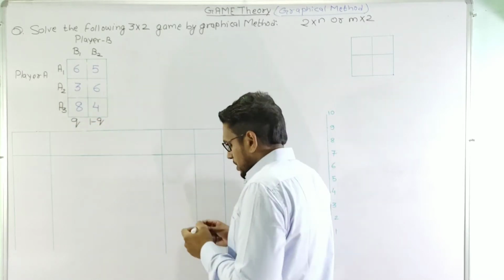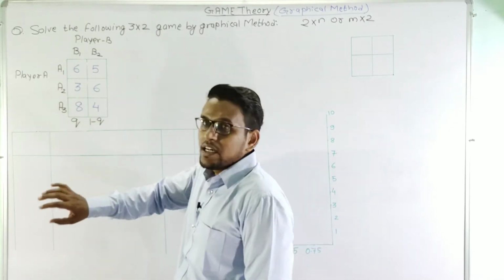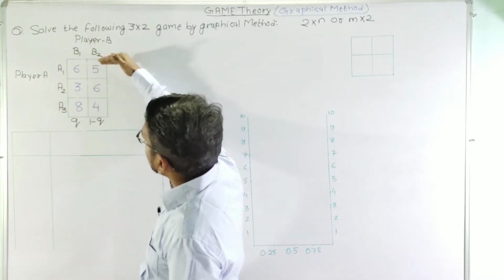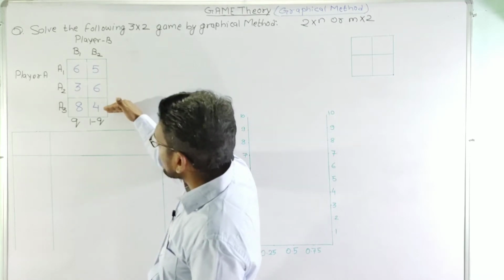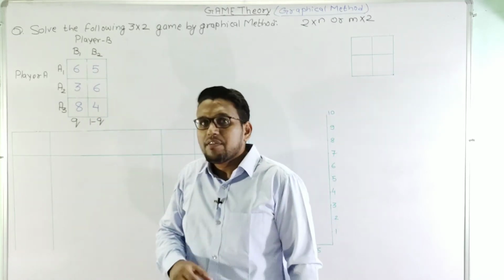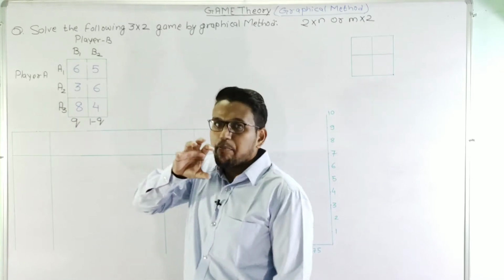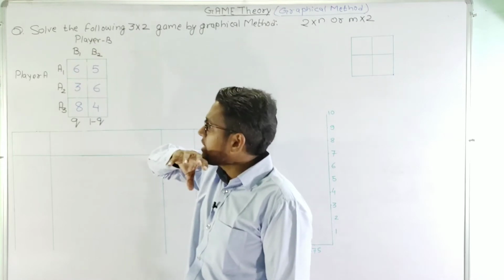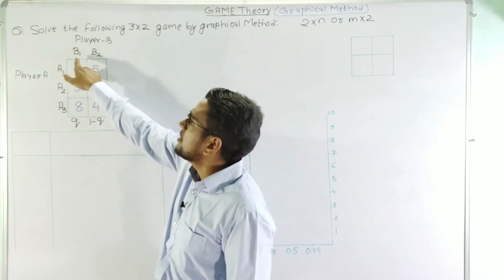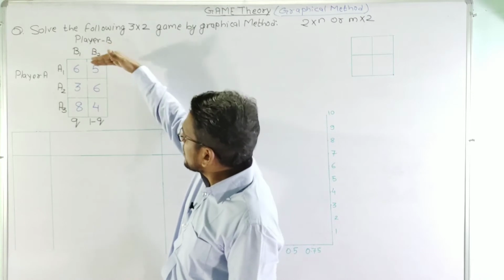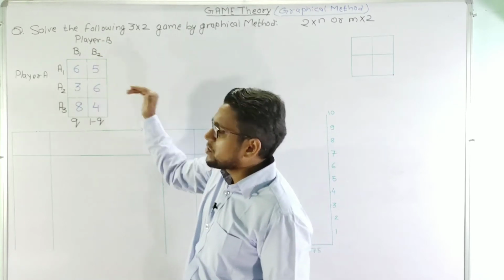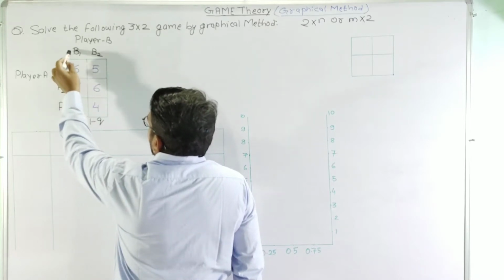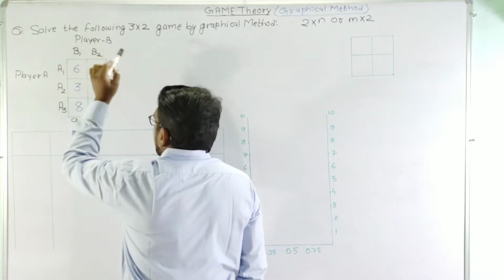Now we are going to calculate the expected payoff for player B taking the individual strategies for player A. Remember that we will always find the payoff for the player which has only 2 strategies. So here we will calculate the payoff for player B according to the pure strategies of player A. Firstly we will consider that player A plays A1 strategy only, then we will calculate the payoff for B.